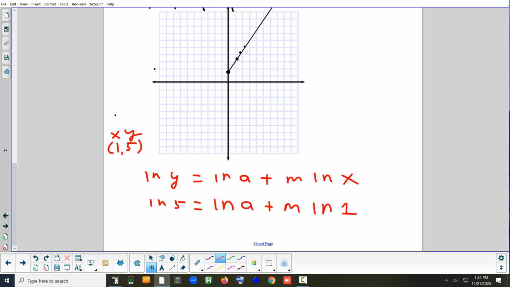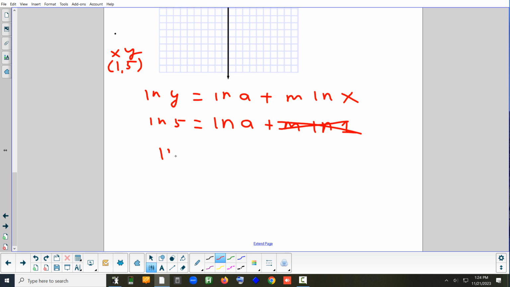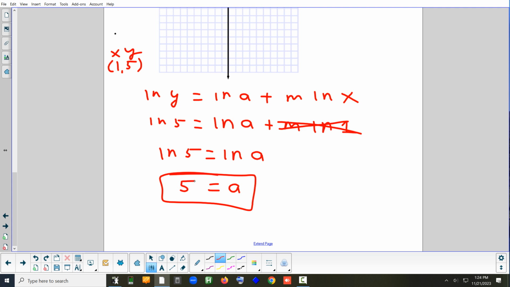But what do we know about the natural log of 1? It's 0. So 0 times anything makes all that go away, and this makes it pretty easy to figure out what A is. The natural log of 5 is equal to the natural log of A. So based on that, what do you think A is? 5. There's your A.